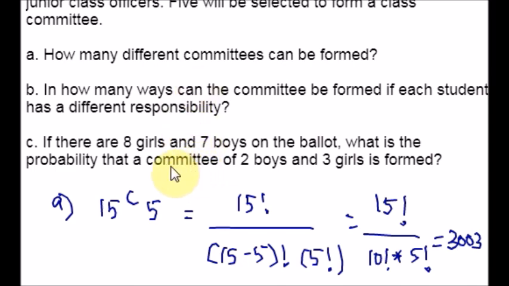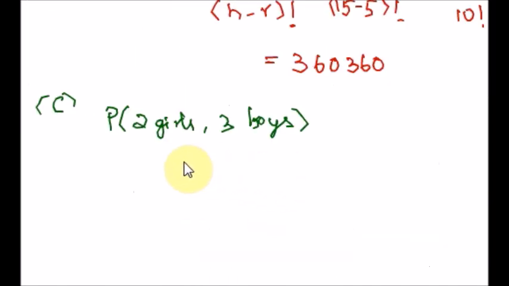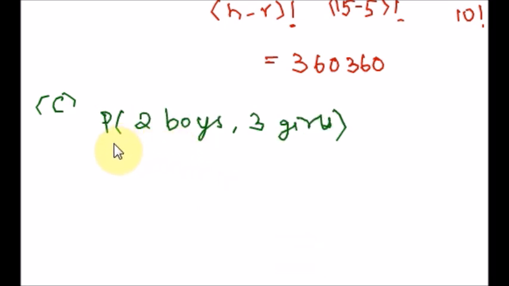So here we are going to use combination, since the order of the girls and boys chosen is not important, no? So we need to find the probability of 2 boys and 3 girls. 2 out of 7 boys and 3 out of 8 girls, divided by the total 5-member committees out of 15. So it can be written as 7C2 times 8C3 divided by 15C5.